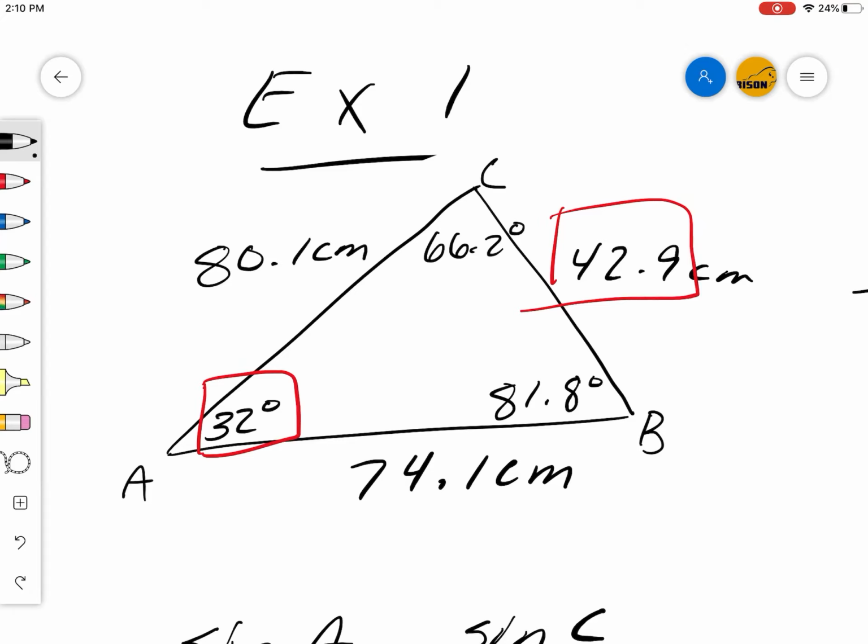Let's just check the middle one. So the middle angle would be 66 because 32 is the smallest, 81.8 is the biggest, 66.2 would be the middle angle. It has to be associated with the middle side length. All right, so 74.1 is the middle side length because it's between 80 and 42.9. I don't mean in proximity, left to right. I mean on the number line. So 74 is in the middle. Then finally, the biggest angle has to be associated with the biggest side length. So 81.8 is the biggest angle. 80.1 is the largest side length. So this triangle does check out.